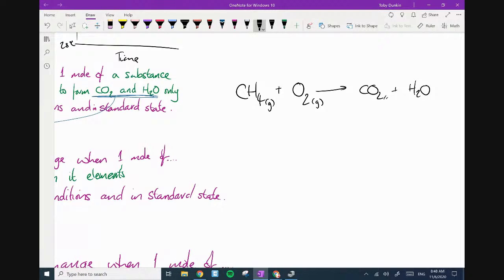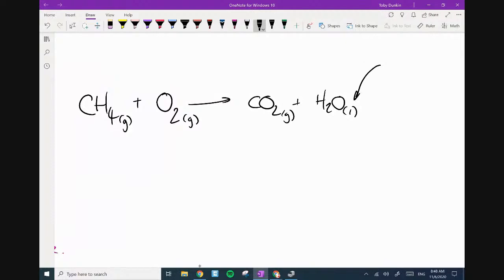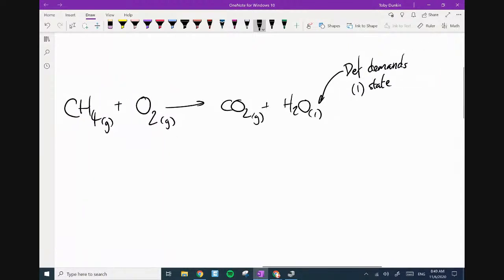Gases, gases, gases. Ooh, water. Isn't that important? Look at that. There's a bizarre standard state. If you burn methane, you're not going to get liquid water, but the definition demands it. Yeah, demands L state symbol, because it says in their standard states, and water's standard state at 298 Kelvin is liquid. Definition demands this.